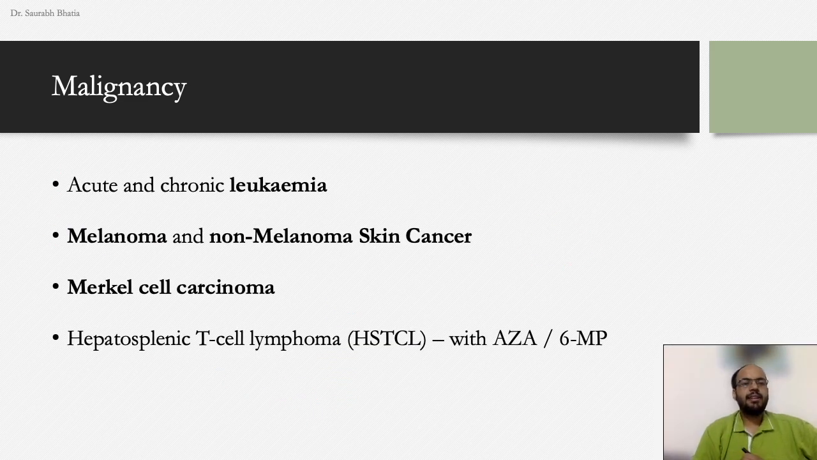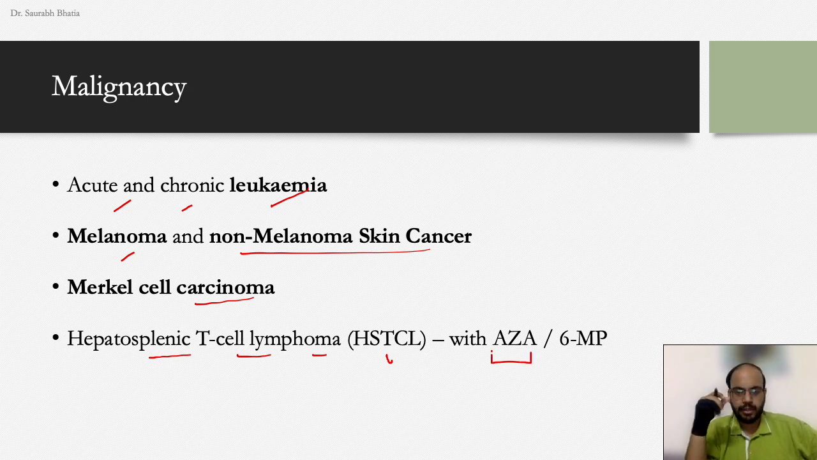Other malignancies include acute and chronic leukemia, melanoma and non-melanoma skin cancer, Merkel cell carcinoma, and hepatosplenic T-cell lymphomas, especially if the patient is concurrently taking azathioprine or 6-mercaptopurine. So keep in mind, before combining two different immunosuppressives, or any other immunosuppressives, with TNF alpha inhibitors.